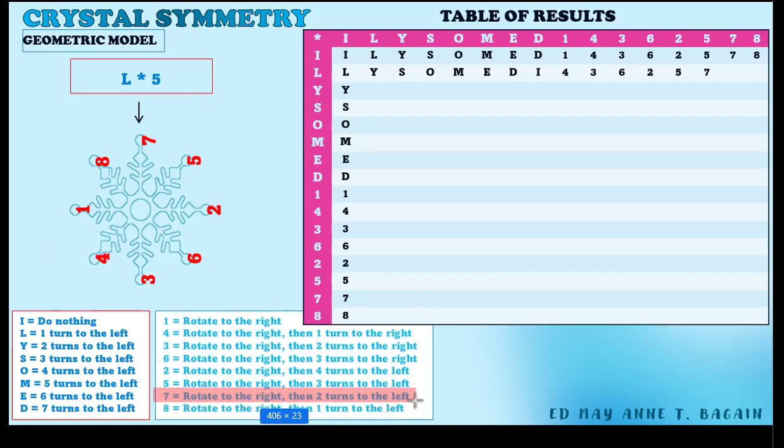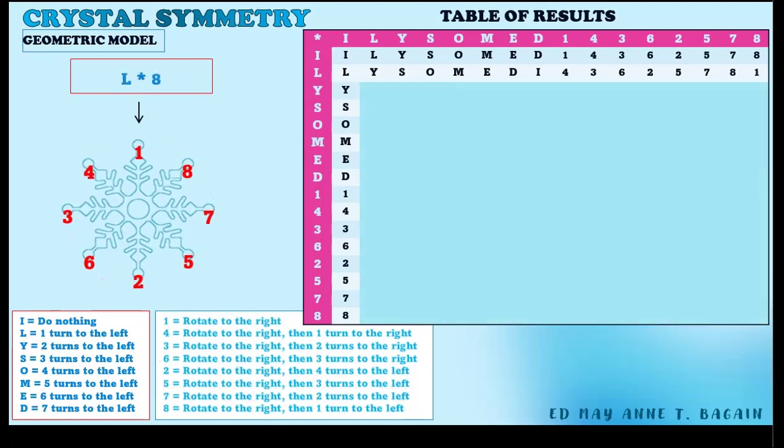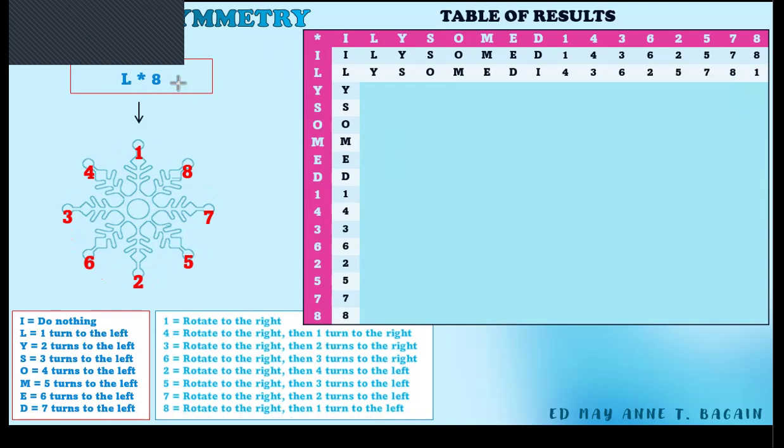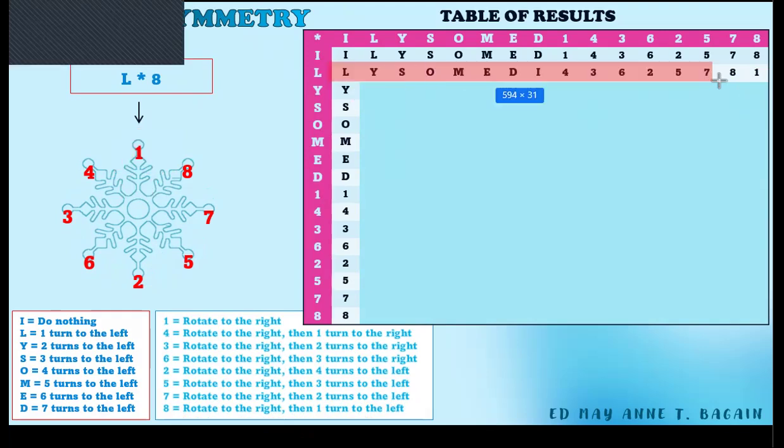We have the number 7, L star 7. Rotate to the right, then 2 turns to the left. So looking at the 4 we have, it would be 8. Would it be 8? Let's check if it's 8. And it is really 8. And the last one, we have L star 8. It means 1 turn to the left only. So if we turn to the left, we will be going back to 1. Okay, which is this one. We already went back to the, I mean 1. Okay, so that would be everything for the movement for L.